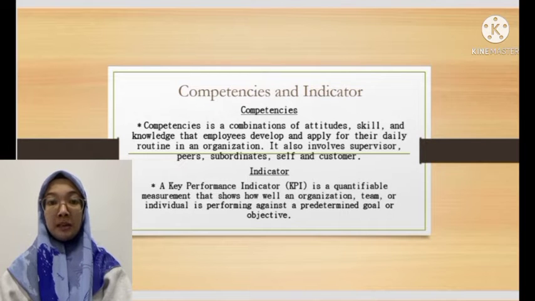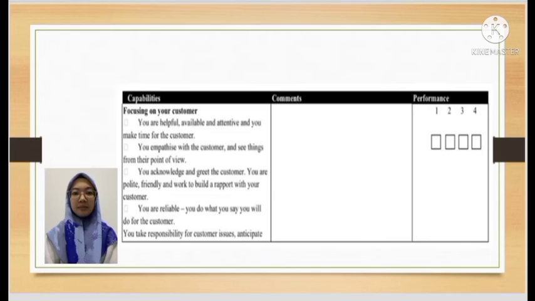Indicator. A key performance indicator is a quantifiable measurement that shows how well an organization, team, or individual is performing against a predetermined goal or objective. To evaluate an employee effectively, companies need to have a standard evaluation framework in place and review the capabilities of each individual employee. Here's a step-by-step guide to effectively evaluating employees.